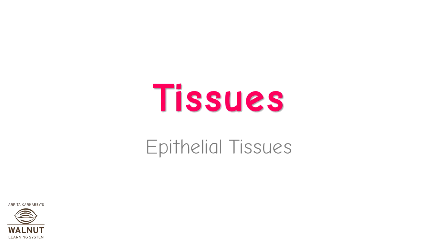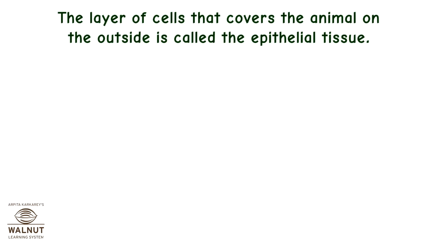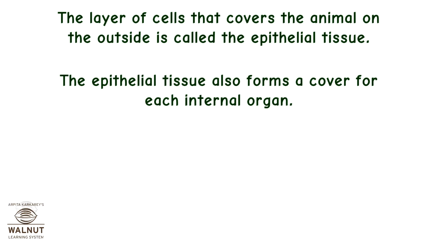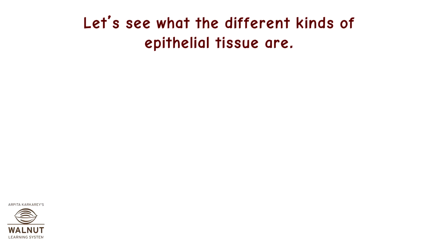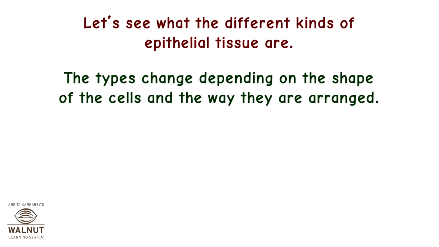Epithelial tissues. The layer of cells that covers the animal on the outside is called the epithelial tissue. The epithelial tissue also forms a cover for each internal organ. The basic function of this tissue is to protect, and it may have some additional functions in some cases. Let's see what the different kinds of epithelial tissue are. The types change depending on the shape of the cells and the way they are arranged.